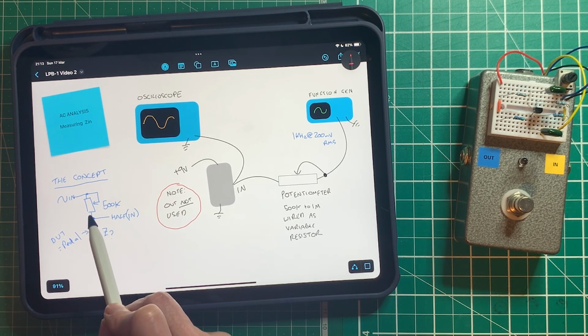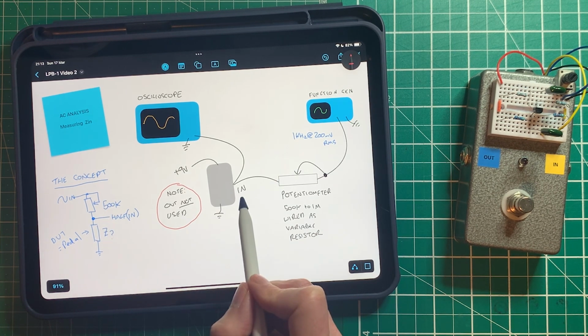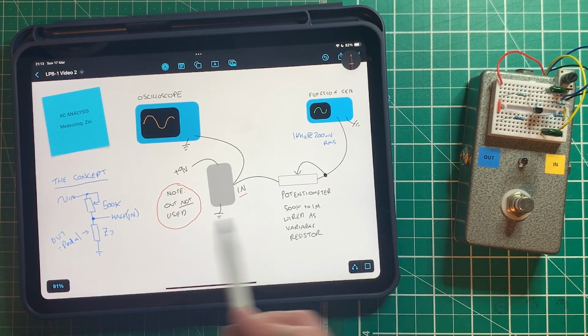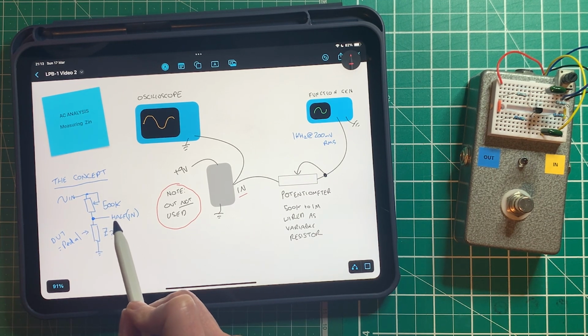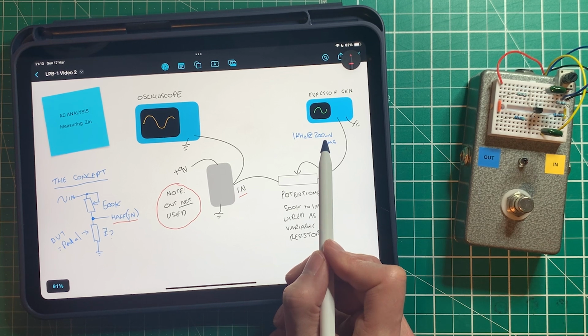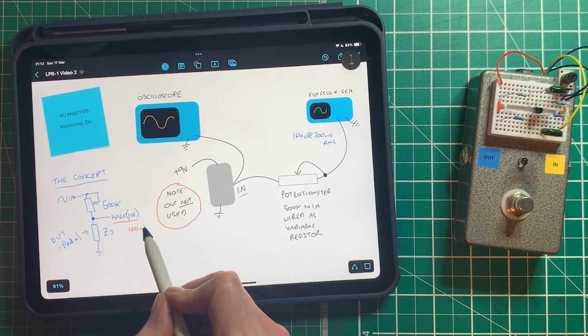So it looks like this. Here's our 500K, and then we've got our unknown impedance, input impedance in this case. So this is DUT, which means device under test, which is the pedal. Then what we do is we set our pot until we get half of the RMS voltage. So if I'm feeding 200 in there, I'll be looking for, in this case, 100 millivolts RMS.